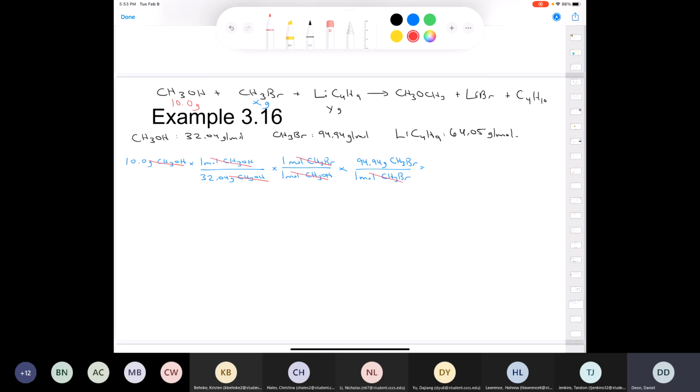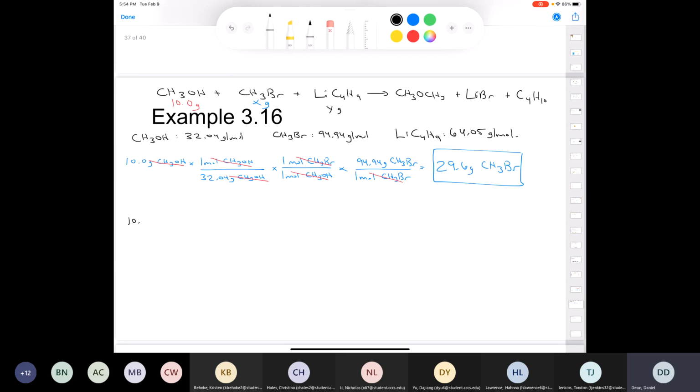I'm going to check my calculation here before I write it down. So 10 divided by 32.04 times 94.94. And you end up with 29.6. So 29.6 grams of CH3Br is what you need. Okay, so we get that. Next, we're going to solve for the amount of mass of butyllithium. So we're going to start over.